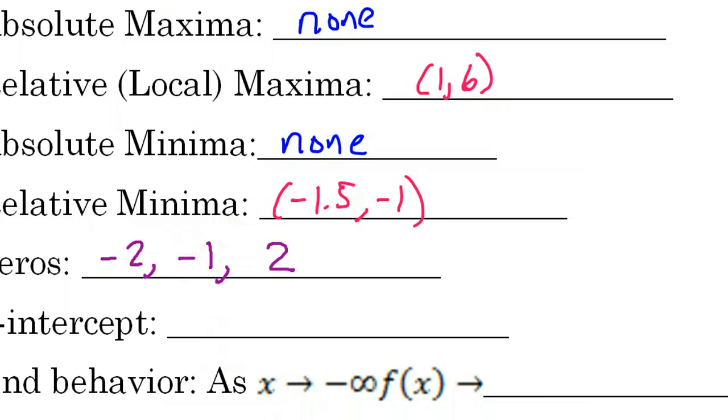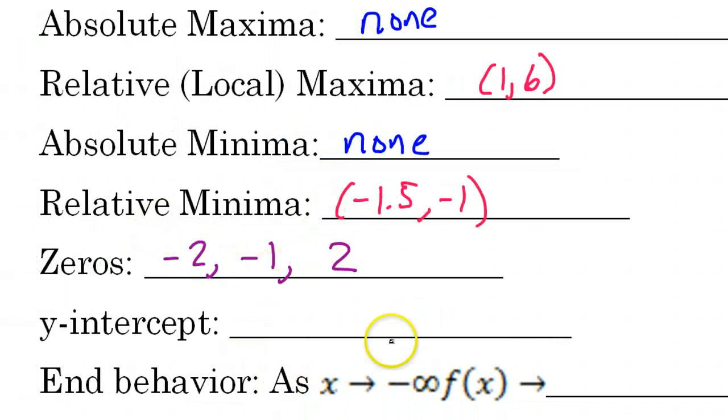Now I definitely did not emphasize the difference between zeros and x-intercepts in class because I don't think it's that important. So if you put negative 2, 0, you know, I'm not going to mark that wrong or anything.